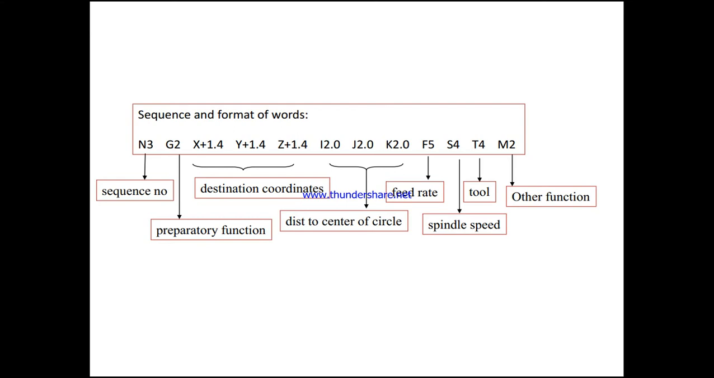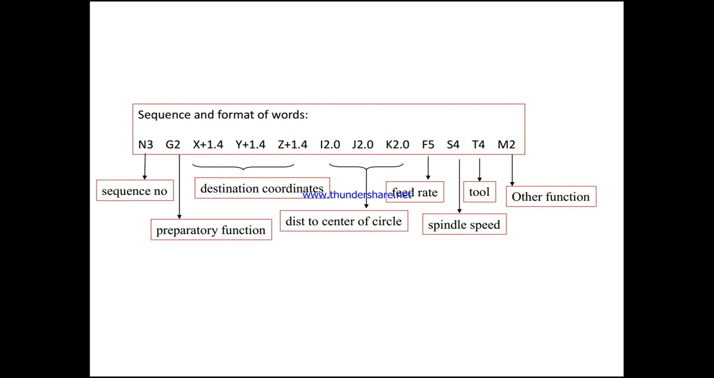X plus 1.4, Y plus 1.4, Z plus 1.4, I2, J20 we are having. So here X, Y, Z indicate the destination coordinates with respect to the X direction, Y direction and Z direction. And next we are having I2, J2, K2, that is nothing but the distance to the center of the circle.